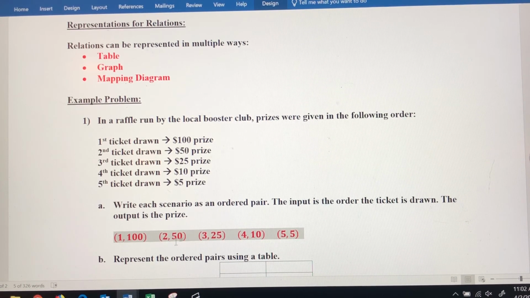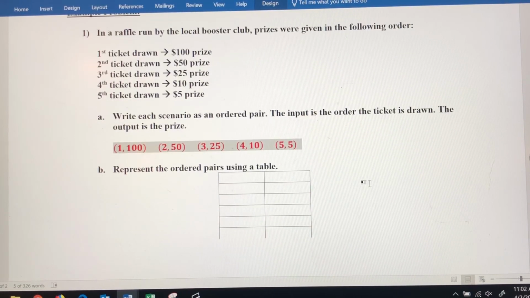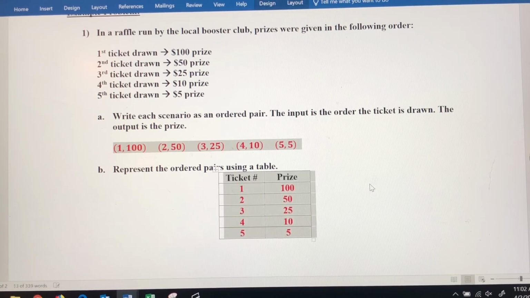Second ticket corresponds with $50, so that's the ordered pair (2, 50), (3, 25) for the third ticket, (4, 10) for the fourth ticket, and (5, 5) for the fifth ticket. If we want to represent that same data using a table of values, we would just have our input values in the left-hand column for ticket number, and the right-hand column would be our output values, our prize money.